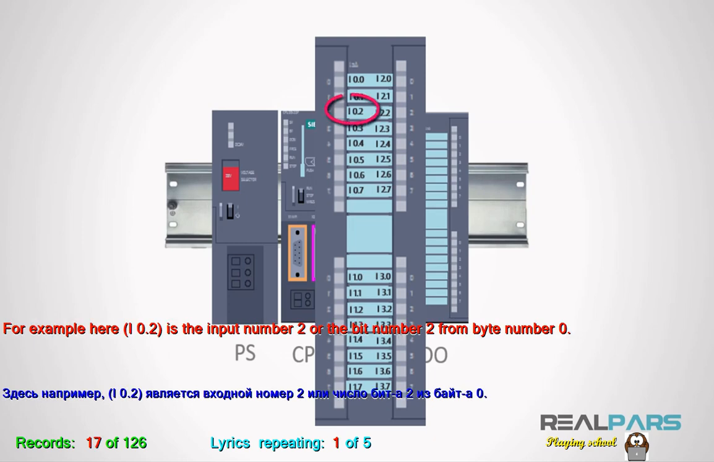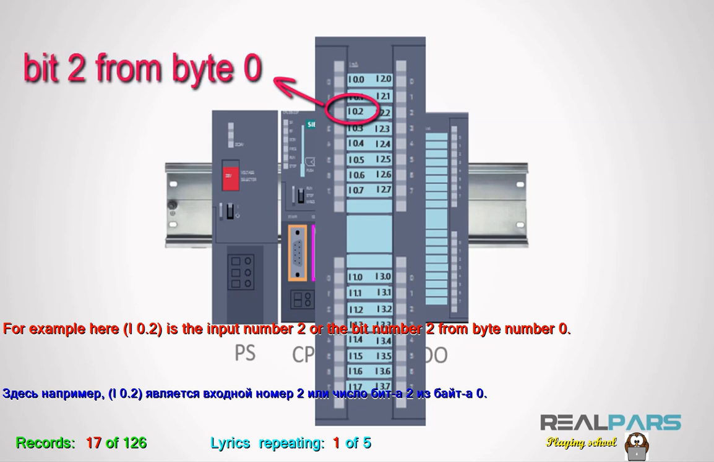For example, here, I0.2 is the input number 2, or the bit number 2, from byte number 0.